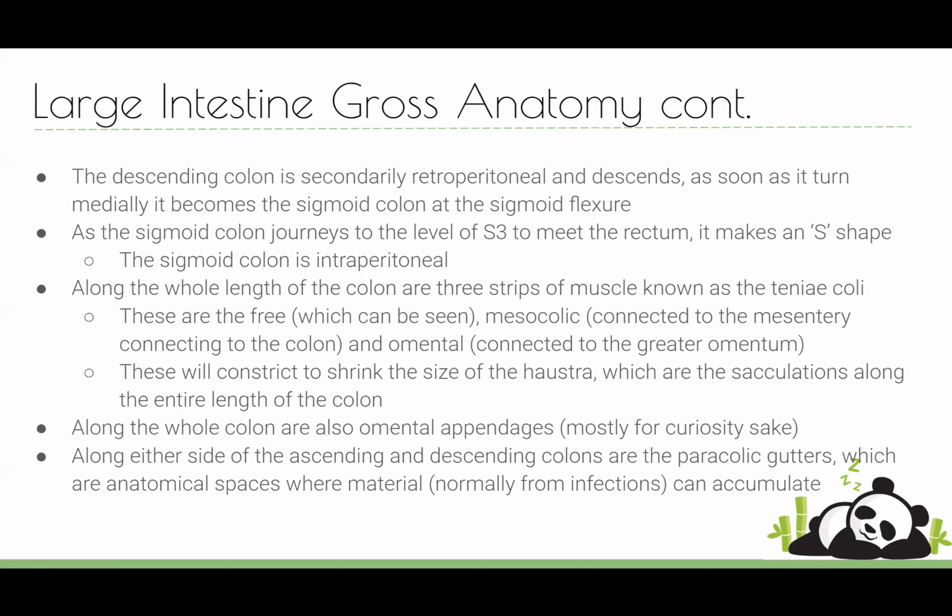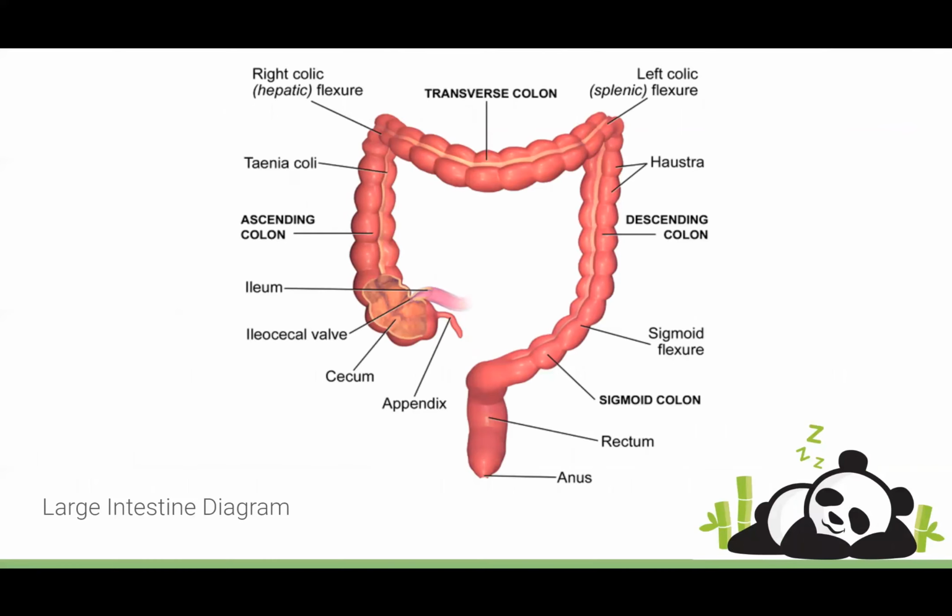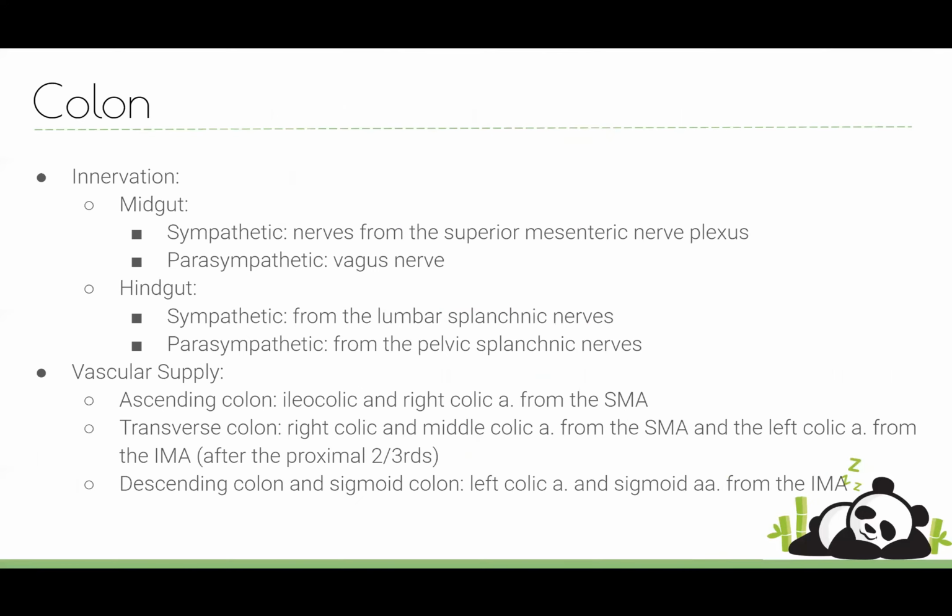Along them, there are also these things called omental appendages. So if you ever wondered what those little fatty bits were called, that's that. And then beside them, there are also paracolic gutters, which are spaces where fluid can build up. But these are much less important than the dependent locations from earlier. But they're also another site, basically. And a diagram for fun.